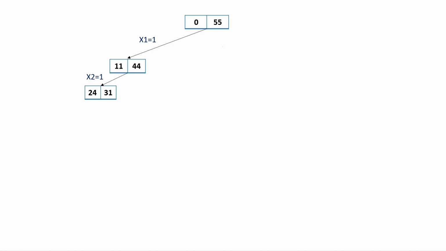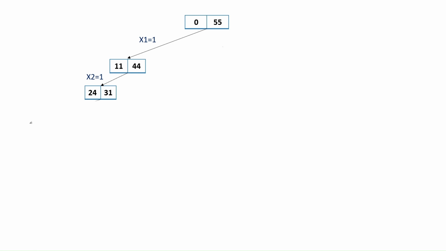Here initially we take 0. The sum of all elements is 55. Then x1 equals 1. Here the x1 value is 11. So 0 plus 11 is 11, and 55 minus 11 is 44. Then x2 equals 1. The x2 value is 13. So 11 plus 13 is 24, and 44 minus 13 is 31.